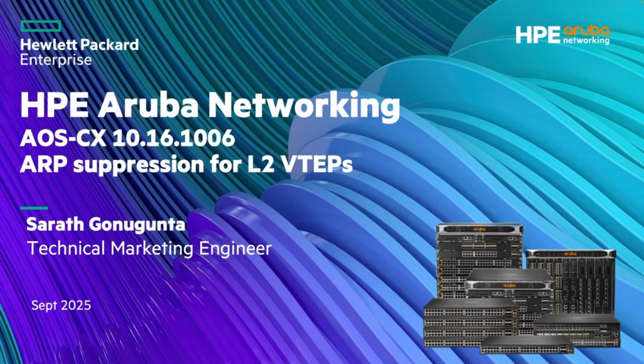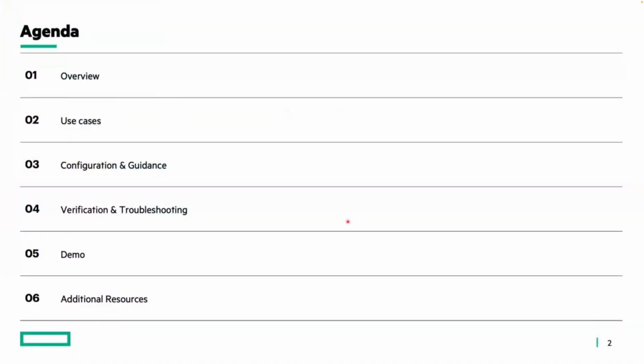Today, we're going to discuss the enhancement to ARP suppression to support L2 VLANs. As part of this session, we'll go over the overview, use cases, configuration, guidance and caveats, and troubleshooting, and finally a quick demo on this one.